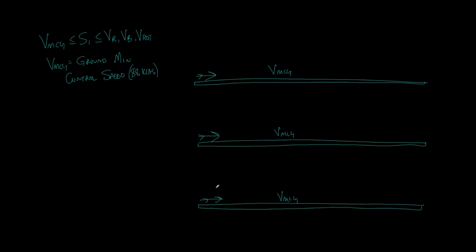Okay, welcome back. This is going to be the fifth video here in the S1 equation series. So far we've discussed the three variables on the right side of the equation, those being refusal speed, maximum braking speed, and rotation speed. We've discussed that S1 has to be less than or equal to those three variables.